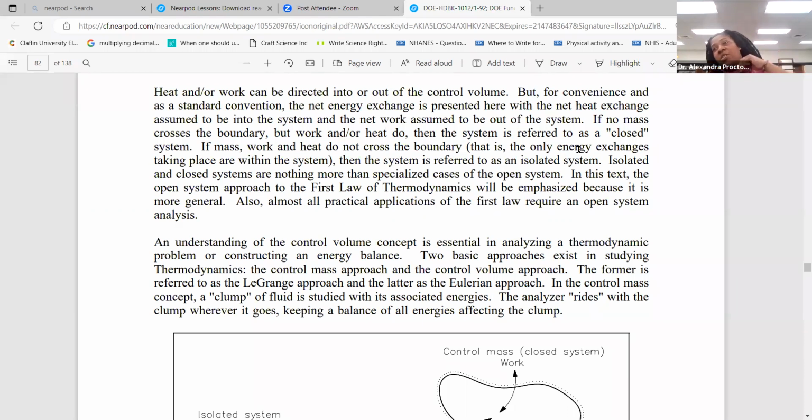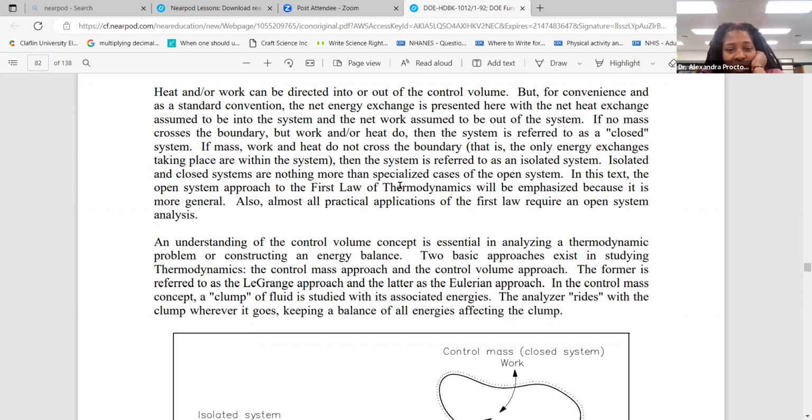So they're just using ways to simplify the way they talk about how energy moves into and out of a controlled volume. So if no mass crosses the boundary, which is kind of like what happens whenever you make ice cream, no mass crosses the boundary. So your ingredients don't leak out, hopefully.